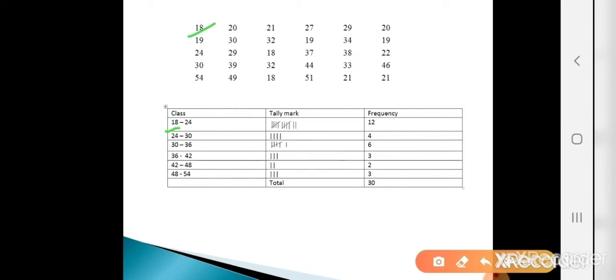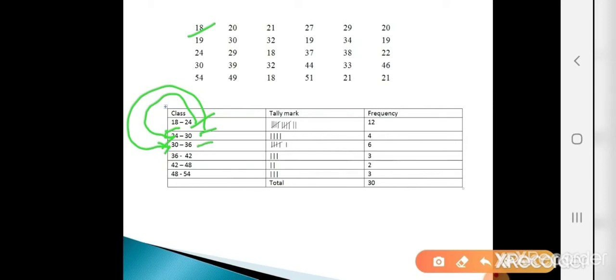Now add the class width. What is the value of class width? 6. Add the class width to the first lower limit. So 18 plus 6, that is 24. Okay, so the upper limit of the first class is 24. Now take this upper limit as the lower limit of the next class. So 24. Then again add the class width to the lower limit. So 24 plus 6, that is 30. Again take this upper limit as the lower limit of the next class, that is 30. Then 30 plus class width 6, that is 36. So the upper limit of the third class is 36.